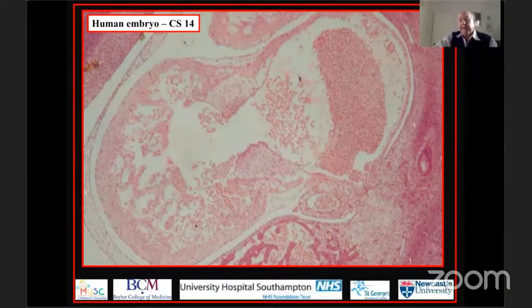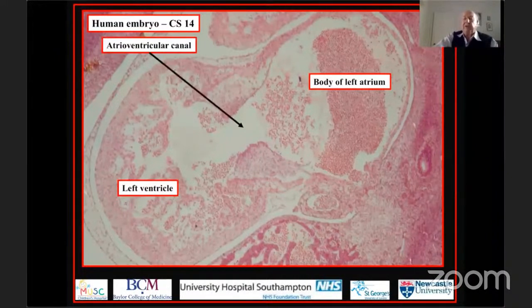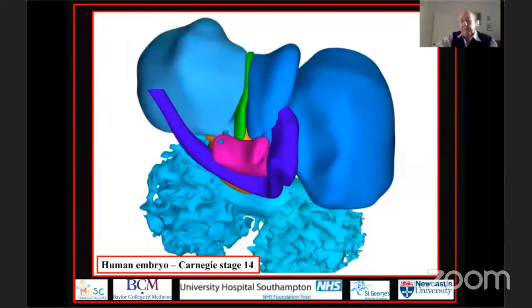And I can show you that in this image that replicates the parasternal long axis cut that you see as echocardiographers. So there you see the body of the left atrium. This is the developing left ventricle, and there is the atrioventricular canal. Note that the left sinus horn is now remodeled into the left atrioventricular junction, and it has its own walls. And there now is the opening of the pulmonary vein, and it is directly adjacent to the atrioventricular junction, and it is a solitary venous opening.